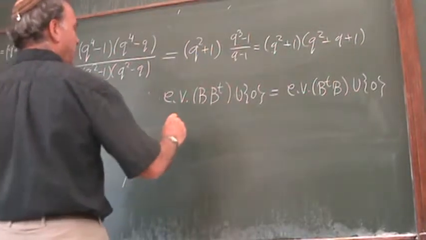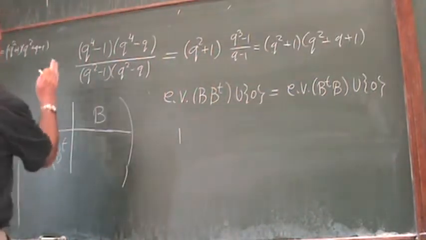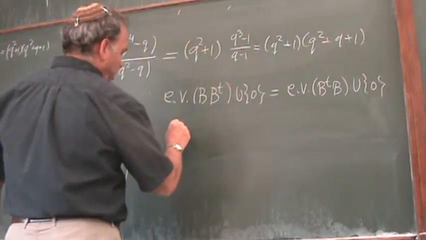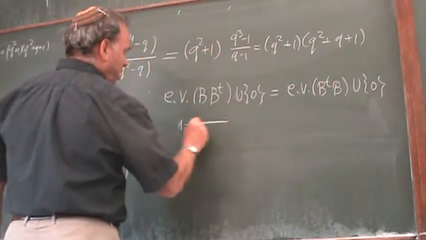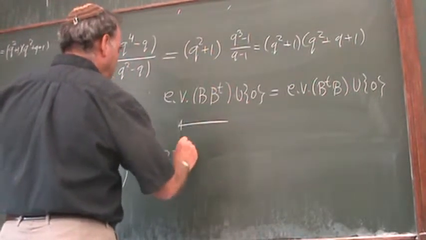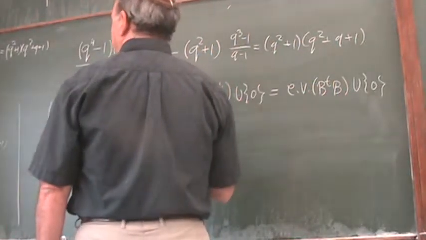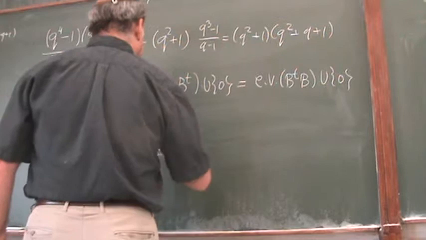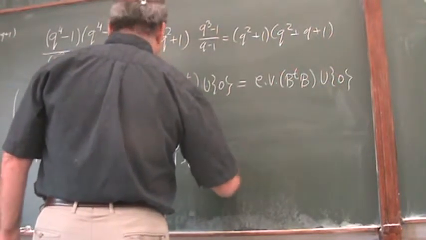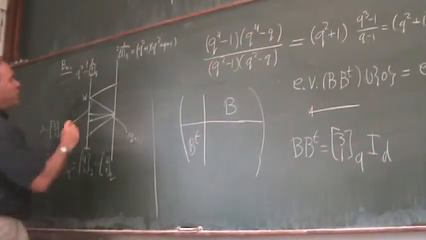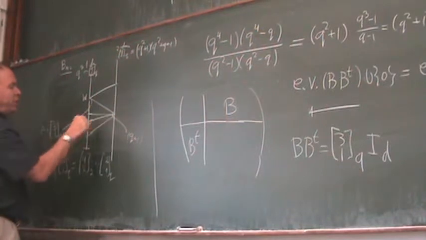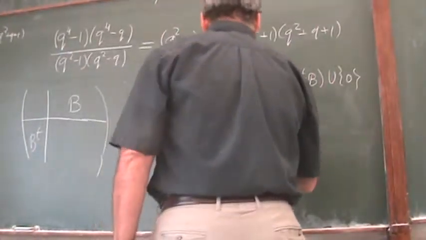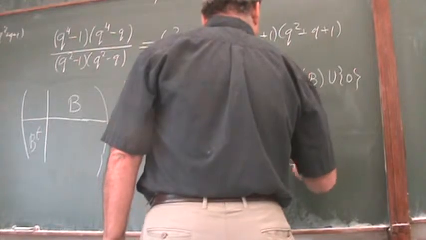Okay, so let's see. What will be going from the left side to the right side and coming back? Here we will go from one-dimensional to two-dimensional and come back. So BBT will be the degree, the number of times to go and come back, which is 3 over 1 q, times the identity. And now the question is, in how many ways can we go from one dimension to two dimension and come back? That's actually easy. Plus, there's a unique way, plus J minus I.